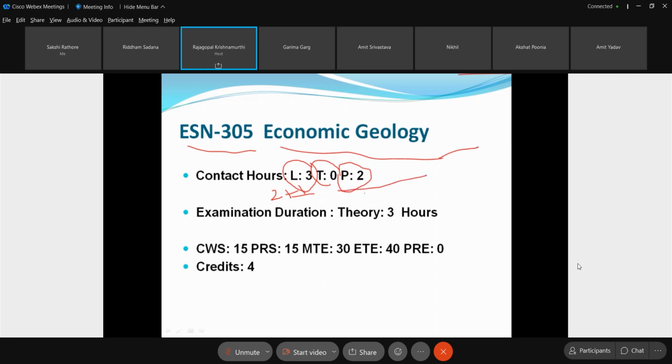Practical 2 hours. The entire examination is supposed to be for 3 hours. Let us see what the institute is going to give as the scheme. We are going to have a classwork session, 15 marks. This is the original one. Last year's: PRS for 15 marks, MTE, the midterm examination, 30 marks, and the end-term 40 marks. So everything comes to 100 marks. 4 credits. I think all of you know this. Probably you must have seen the website. I hope all of you have seen the syllabus also.